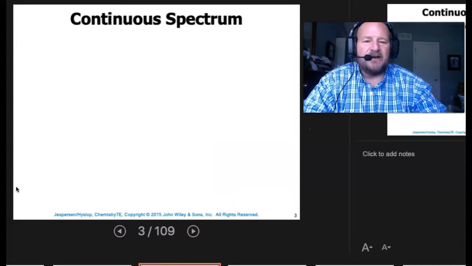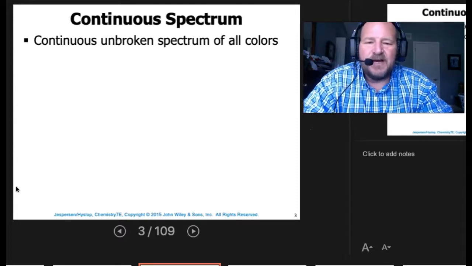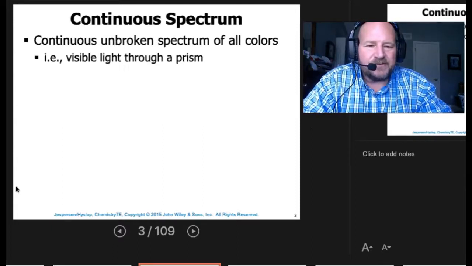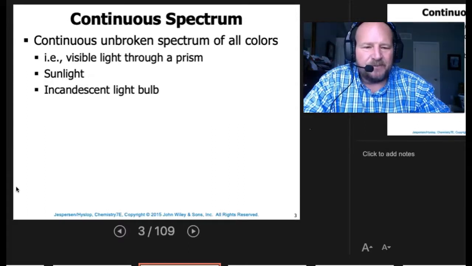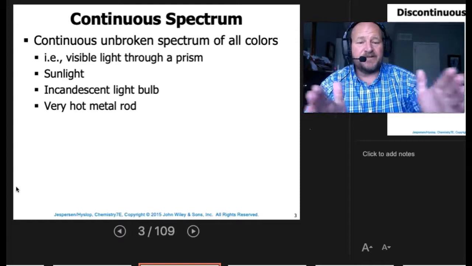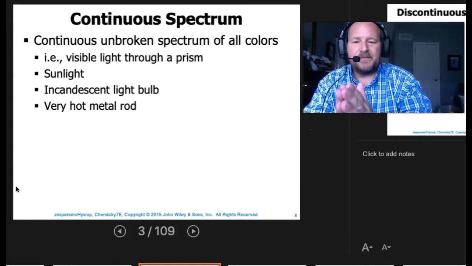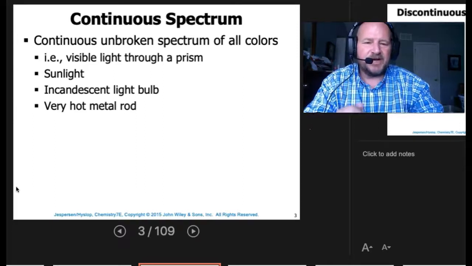All right, now the other thing we want to look at is the continuous spectrum. So a continuous unbroken spectrum of all the colors. So for instance, visible light through a prism, sunlight, an incandescent light bulb, a very hot metal rod, right? So even though that hot metal rod, it's the reds, it doesn't cover into the blues maybe, but it's going to be a continuous spectrum. So it's every wavelength if you think of it as being chopped up.